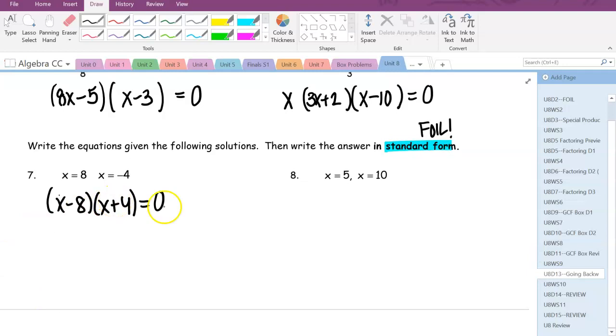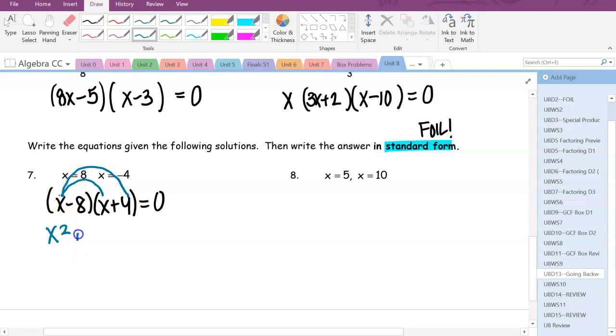All right, welcome back. So go ahead, check your signs. You should have an 8 as a negative because it's the opposite of +8, and a +4, which is the opposite of -4. Did you remember to put your equal 0? If you didn't, go ahead, write that down. And now we can go ahead and FOIL this or multiply it any way that you have been taught.